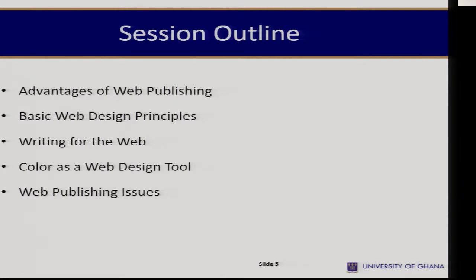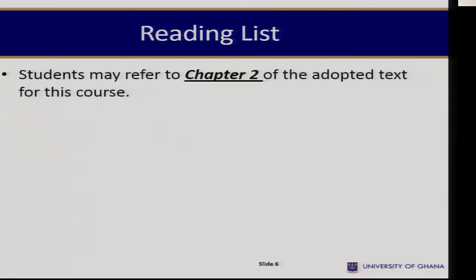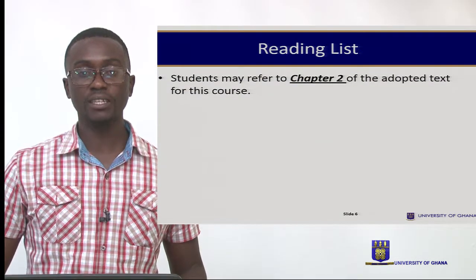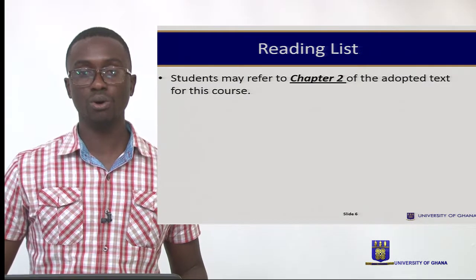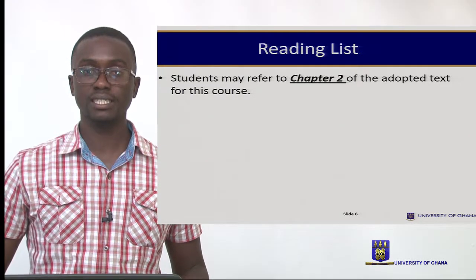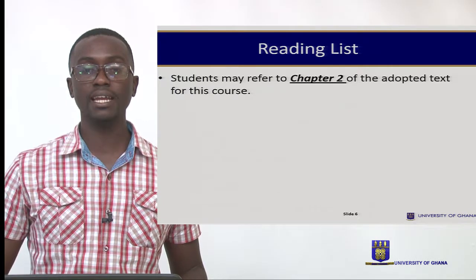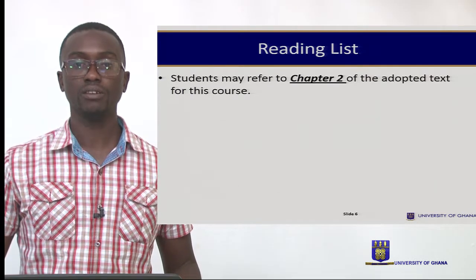Outline for the session. We are going to be talking about the advantages of web publishing first, followed by the basic web design principles, writing for the web, color as a web design tool, and finally we talk about web publishing issues. As mentioned before in our previous sessions, we are going to find the information for this session in the recommended text for this course, and we are going to find it in the second chapter. At the end of the slide, we will present to you the reading material.